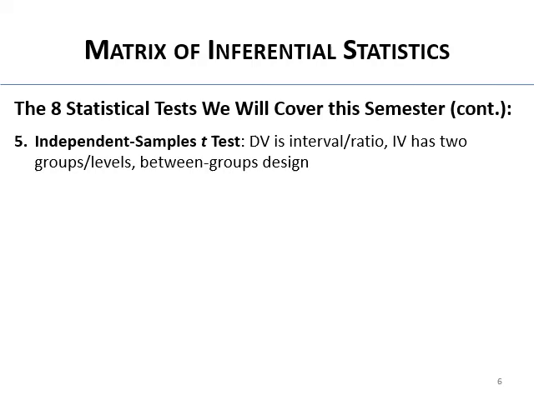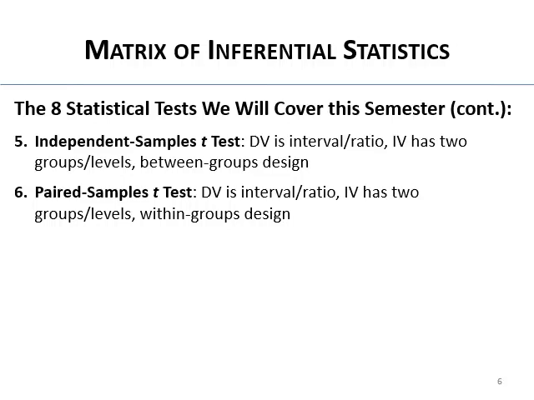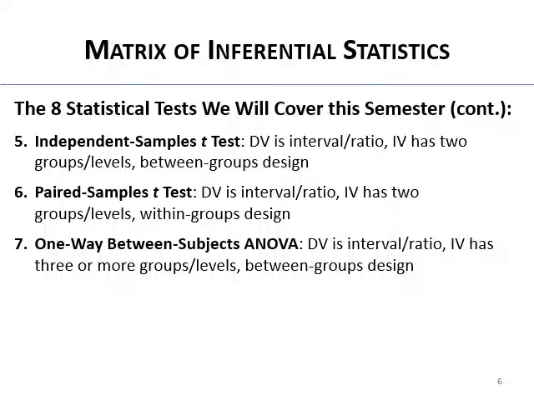Continuing, we've got the independent samples t-test. This is when you've got a DV that is interval or ratio, the IV has 2 levels, and you've got a between groups design. And we have the within groups equivalent of that, called the paired samples t-test. Same thing, except that you've got a within groups design. DV is interval or ratio, the IV has 2 levels, within groups design, that's a paired samples t.